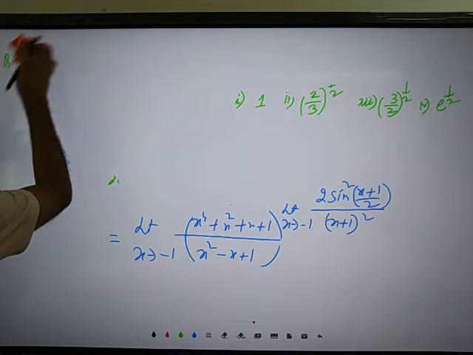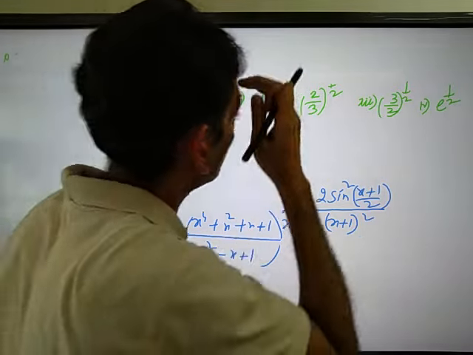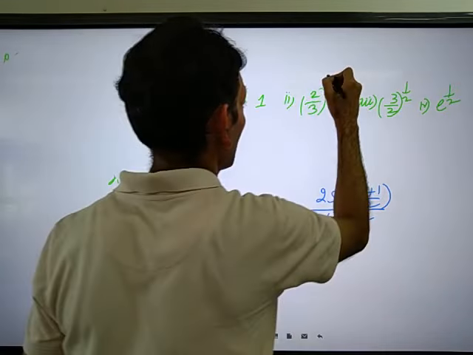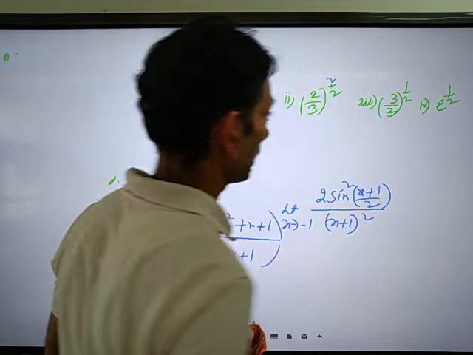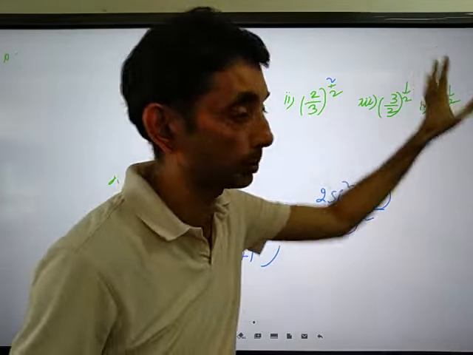Okay, option 1 is 1, this is (2 by 3) to the power half, and this is (3 by 2) to the power half. The fourth option is e to the power half.